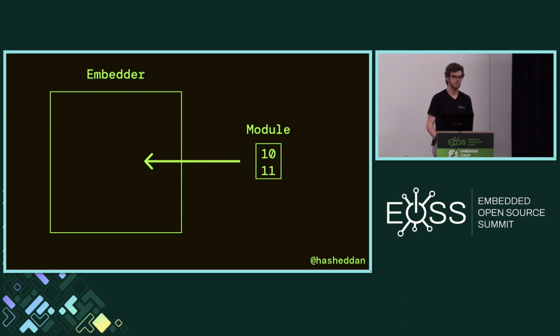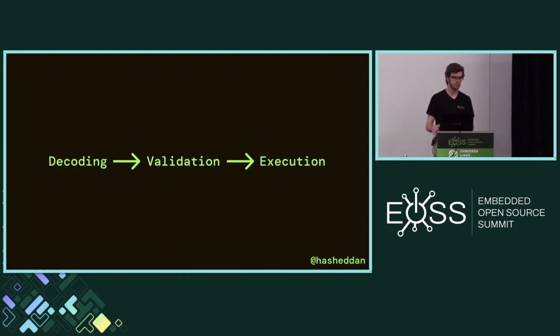So once you get that WebAssembly module, you go through a number of steps in order to actually invoke code that is in that WebAssembly module. Those steps are broadly decoding, validation, and execution. And these are all core parts of what makes WebAssembly useful in some cases.